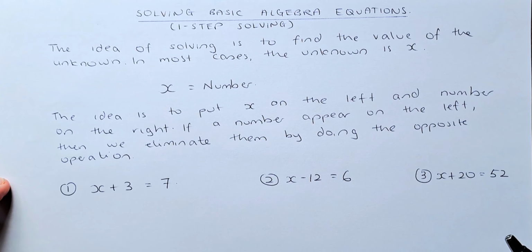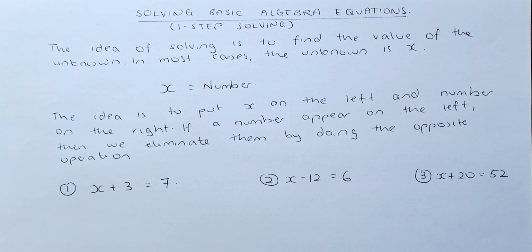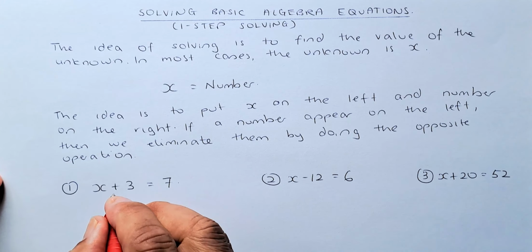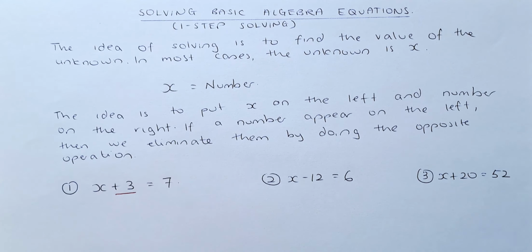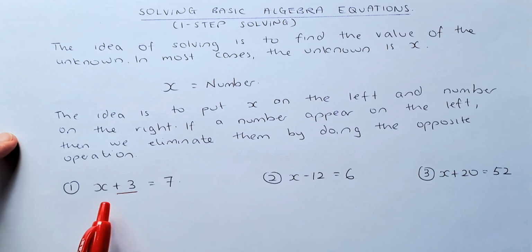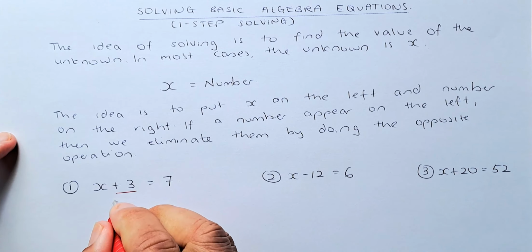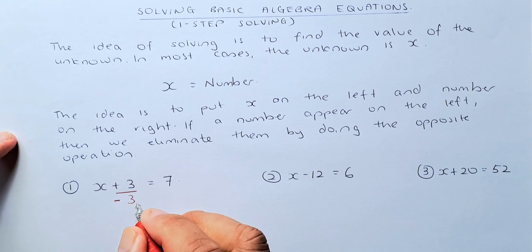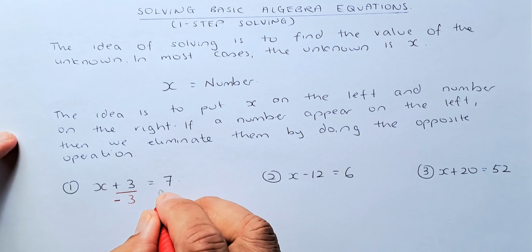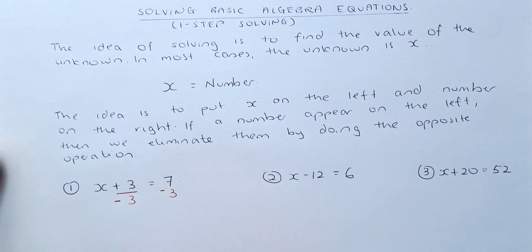Let's look at some of these examples, and before long you should be able to solve very basic algebra equations. The first equation is x plus 3 equal to 7. Remember, we want x on the left and the number on the right. So this plus 3 shouldn't be there, and you need to get rid of it. To get rid of the number 3, you do the opposite. The opposite of plus 3 is to subtract 3. If you subtract 3 on the left, you must do the same on the right.